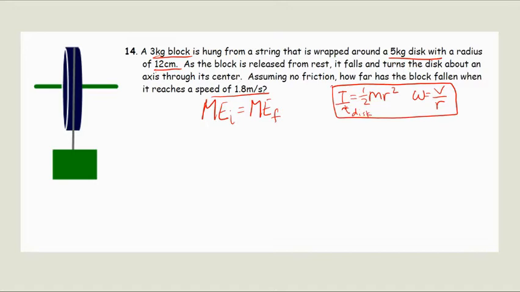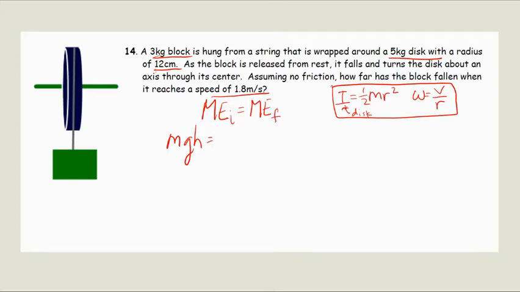Okay, so let's look at this system. In the very beginning, we have a potential energy. That's all we have. We have potential energy because nothing's moving, everything's standing still. So we have mass times gravity times height. Now, what ends up happening?